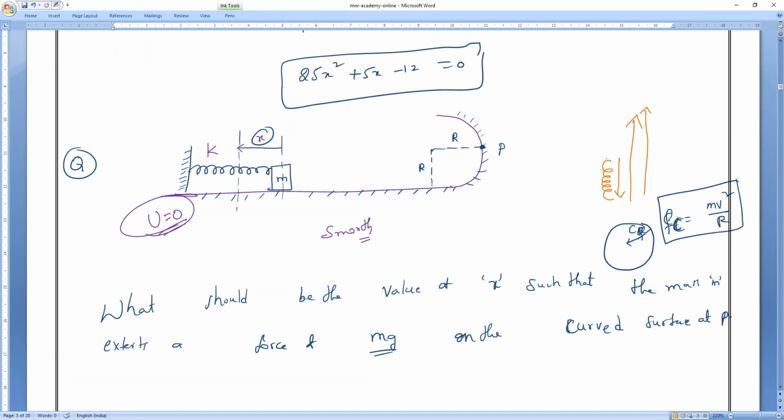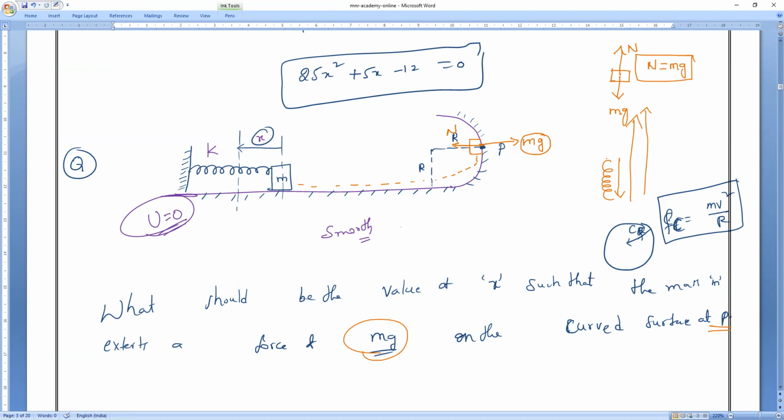So how much you have to compress this in such a way that this body rises, moves, and at the point P, it exerts a force on the surface. How much does it have to exert? Speak loudly, everybody. A force of mg on the curved surface at point P. So mg is equal to something. Normally, if any body is exerting mg in the downward direction, then in the upward direction, what is that? Normal. So N is equal to mg. Am I right? Do you understand it? Yes, sir. Normal is acting in this direction.